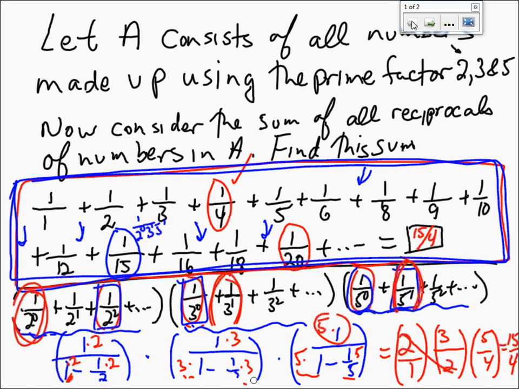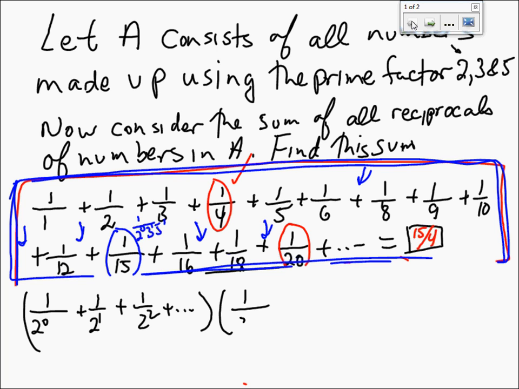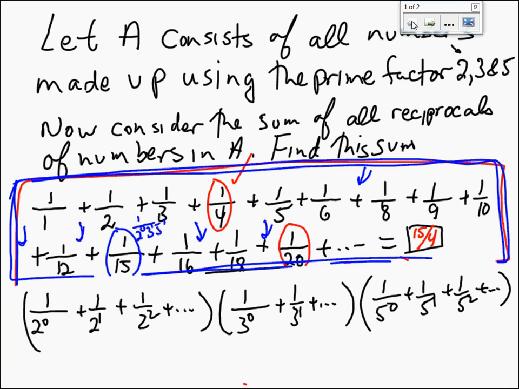But once you realize, let me erase this. Once you realize that it's nothing more than 1 over 2 to the 0 plus 1 over 2 to the 1 plus 1 over 2 squared and so on, times 1 over 3 to the 0 plus 1 over 3 to the 1, etc., times 1 over 5 to the 0 plus 1 over 5 to the 1 plus 1 over 5 squared, etc. And each of these were geometric series. It became easy. It became very easy.